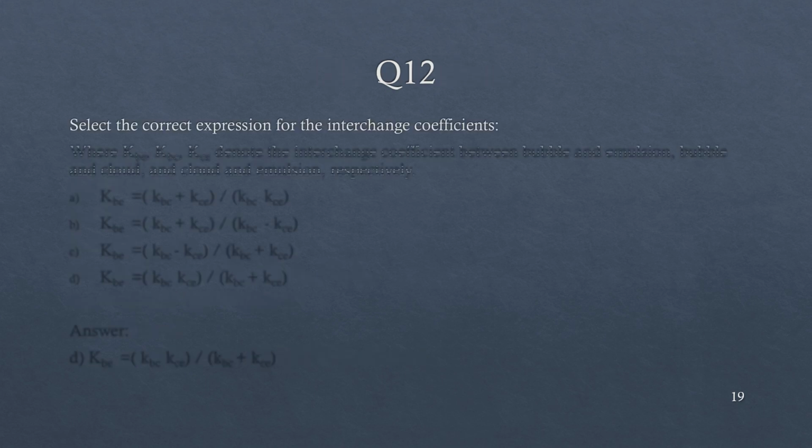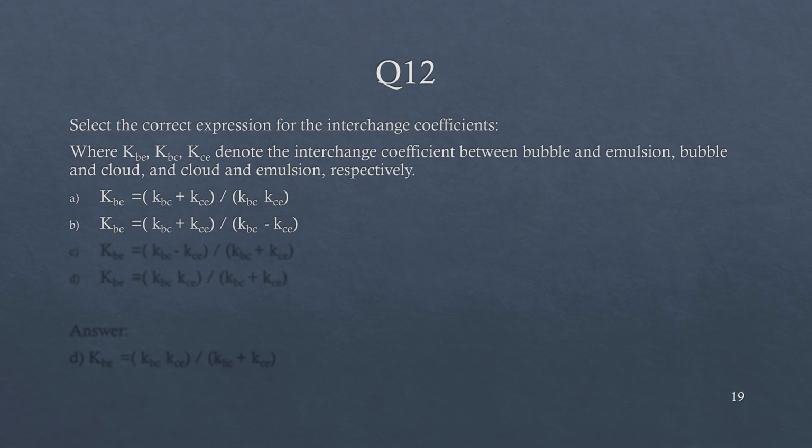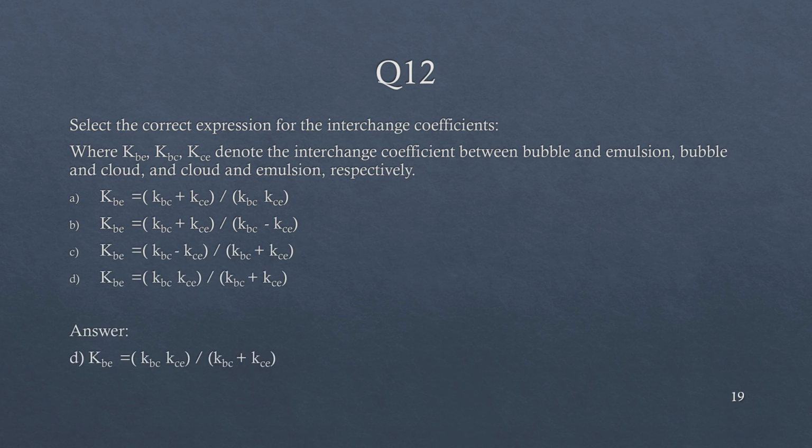In question 12, it is asked to calculate the correct expression for the interchange coefficient, where KBC, KBE and KCE are given. Basically, the interchange coefficient between bubble and emulsion is given by KBC into KCE by KBC plus KCE. If we take the inverse, that is 1 by KBE is equal to 1 by KBC plus 1 by KCE, that would be easier for you to remember. Once you solve this and get a direct equation, it is KBE is equal to KBC into KCE divided by KBC plus KCE.